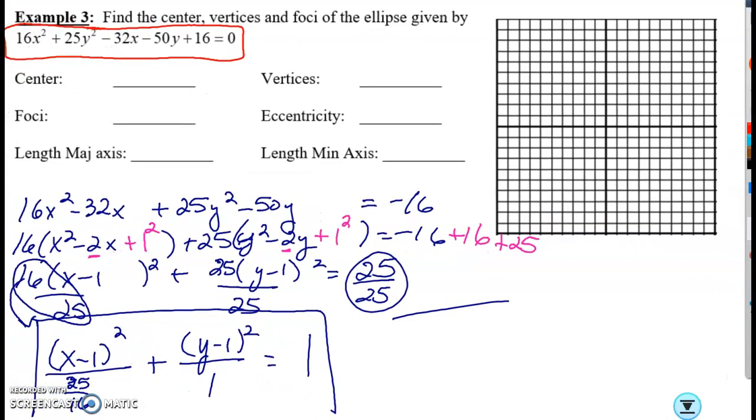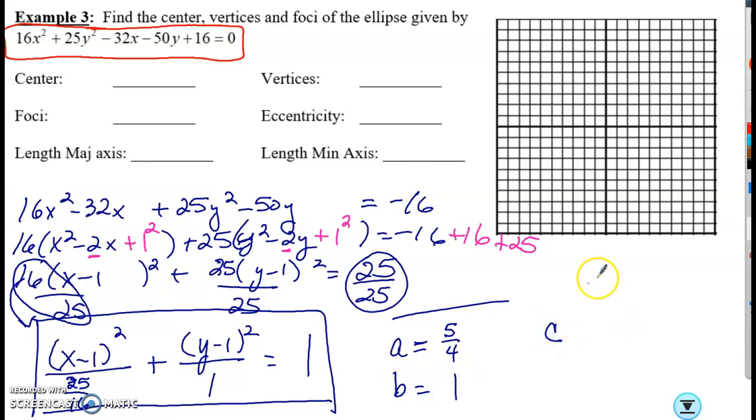Okay, now we're back. So this is our nice standard form that we're going to work with. A value is the bigger number. Okay, which one's bigger? Is 1 bigger or is 25 over 16 bigger? 25 over 16 is just a little bit bigger. The square root is going to be 5 over 4. The B value is the square root of 1 or 1.